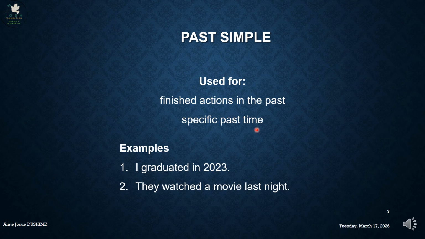There is the present perfect simple for recent actions. The action is past but with results now, but there is no time. Example, I graduated in 2023. They watched a movie last night. Here the action is clearly understood to be finished, and it even has a specific time in the past, like in 2023, or last night. That's so specific.